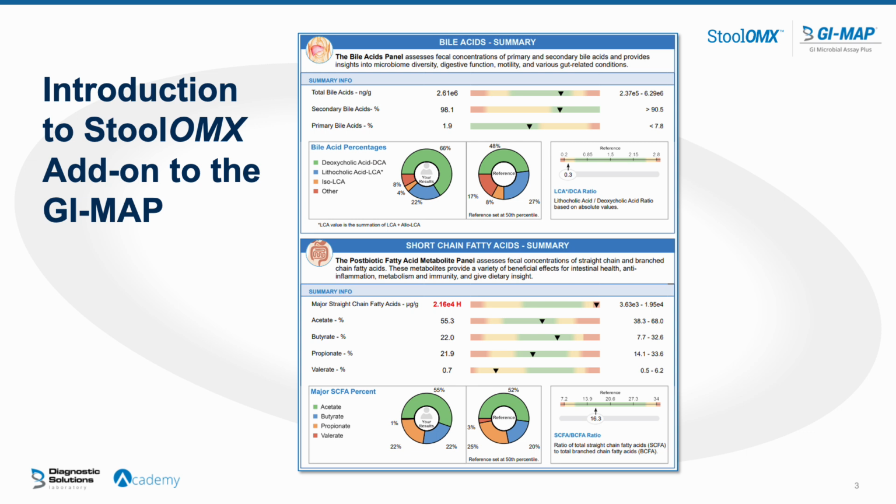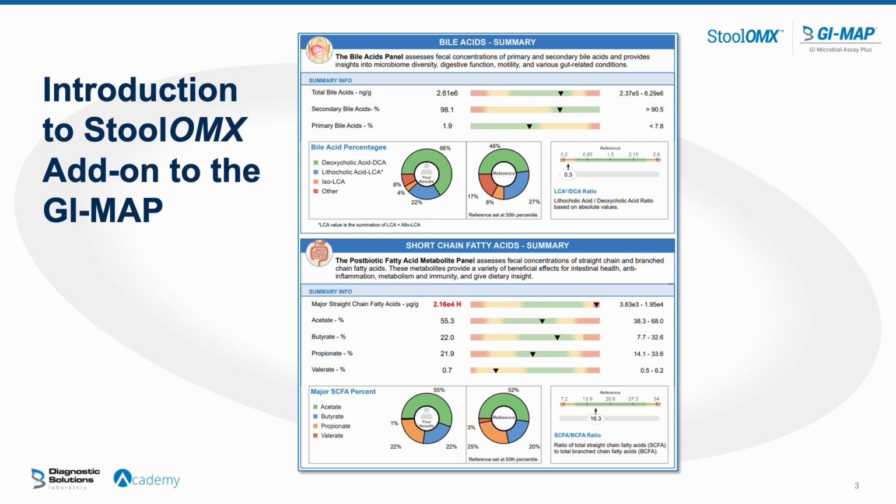Thank you for the introduction, Dr. Natalie. I'm Dr. Amber, and let's take a look at what this 3-page add-on to the GI map looks like. It includes 25 bile acids and 9 short-chain fatty acids. It can help provide additional insights when looking at the underlying causes of things like IBS, IBD, bile acid diarrhea, altered motility, and more.